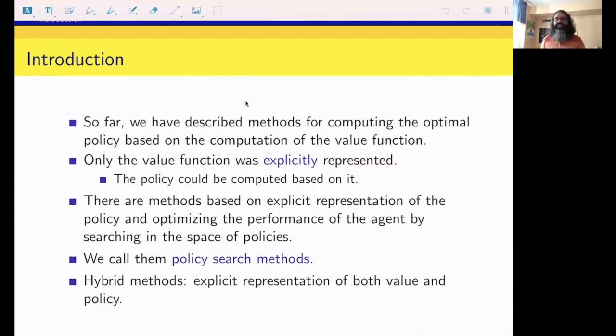And we know that if we have, say, the optimal value function, then computation of the optimal policy would be easy because we can take the greedy policy with respect to that optimal value function, and the policy would be essentially the optimal policy. So far we only had explicit representation of the value function, and the policy was just computed on the fly whenever we needed it.